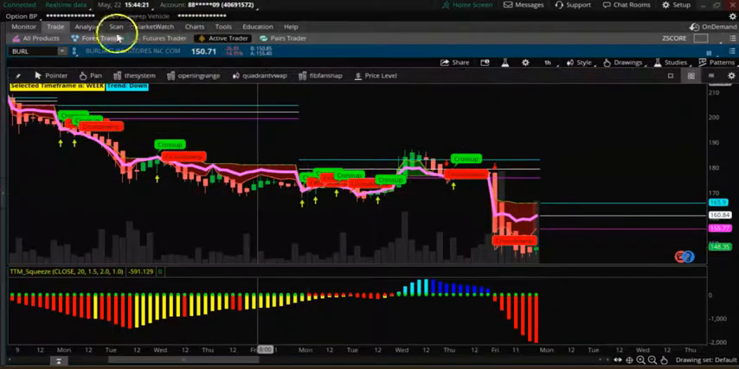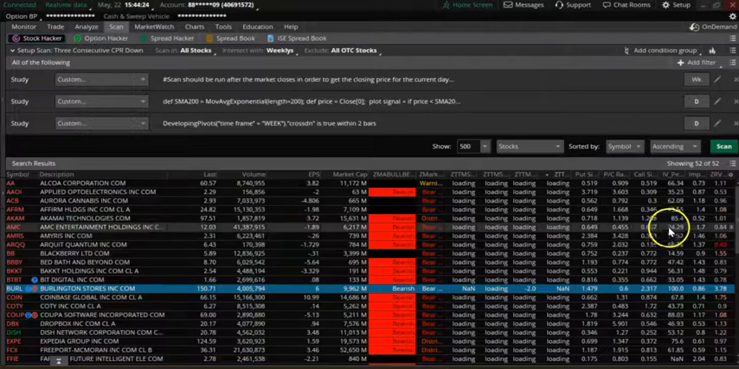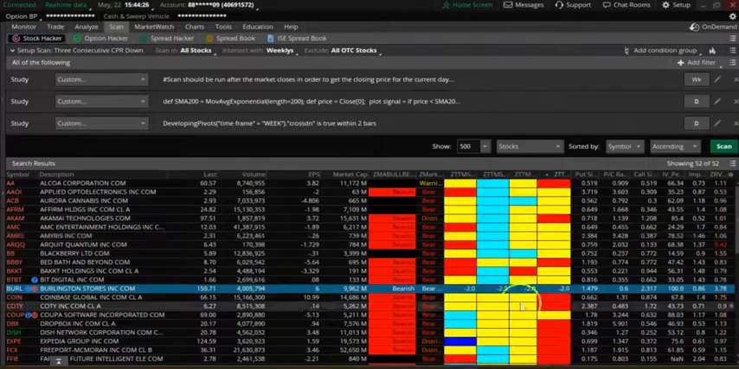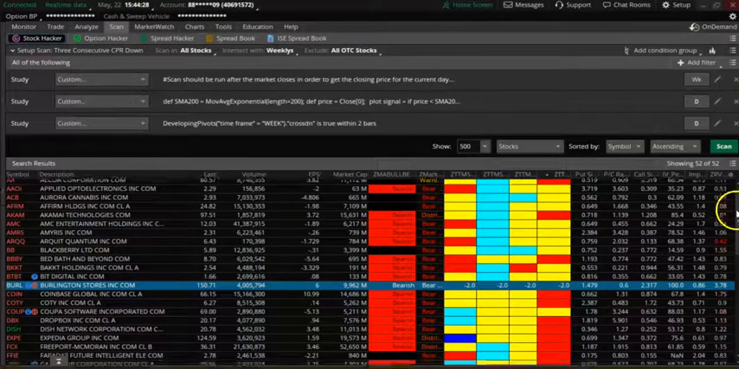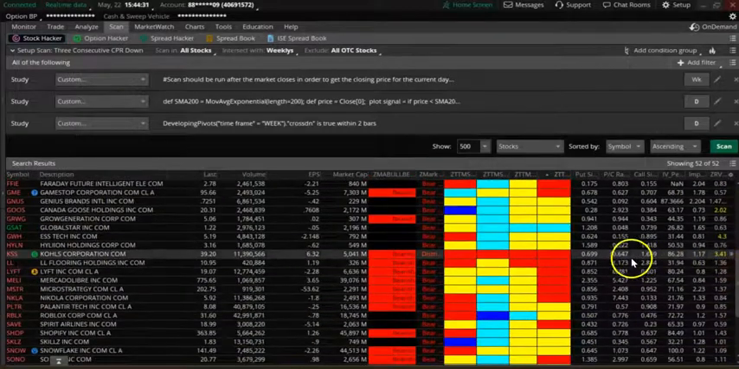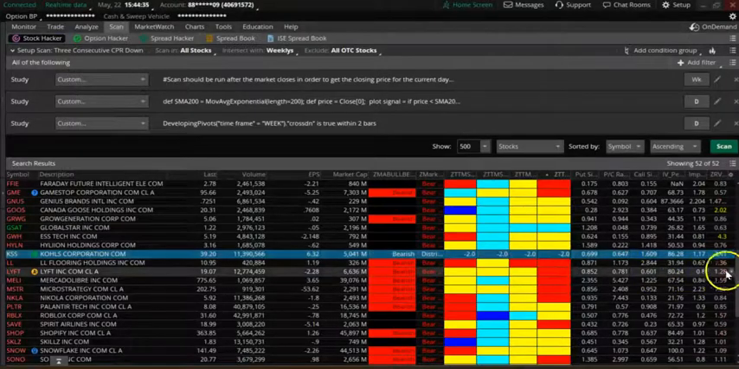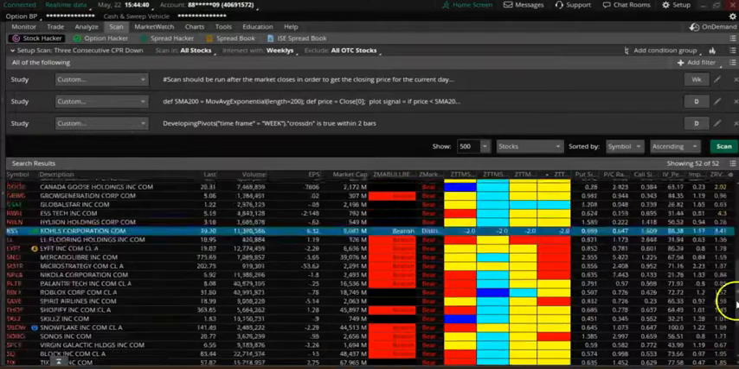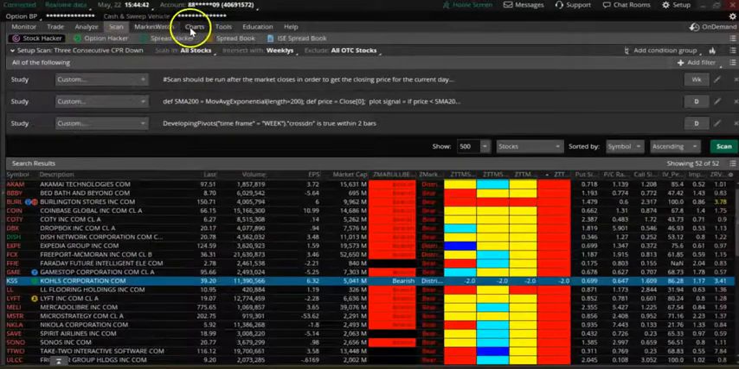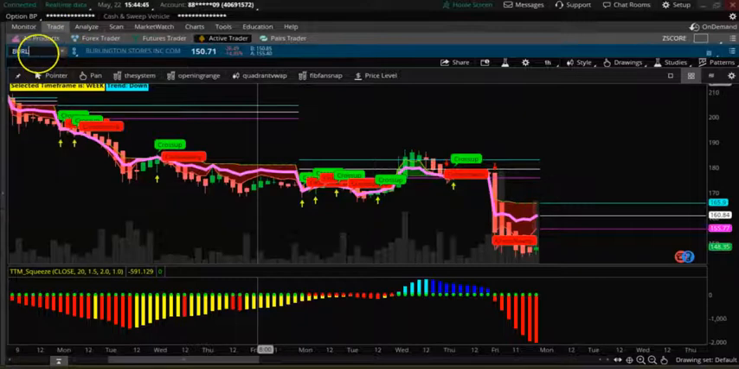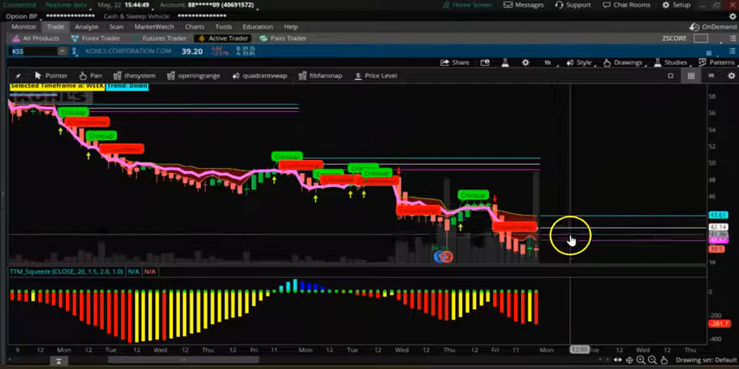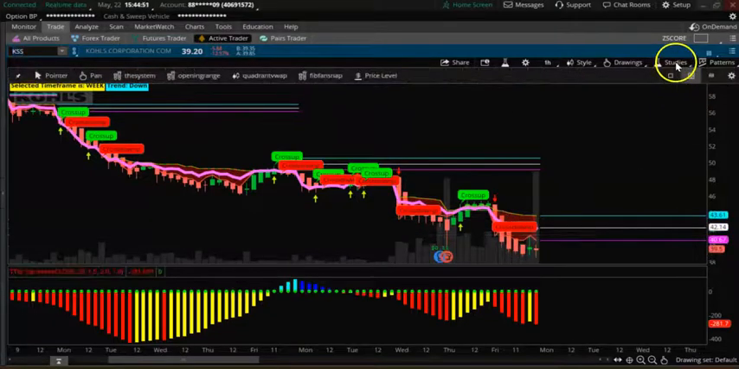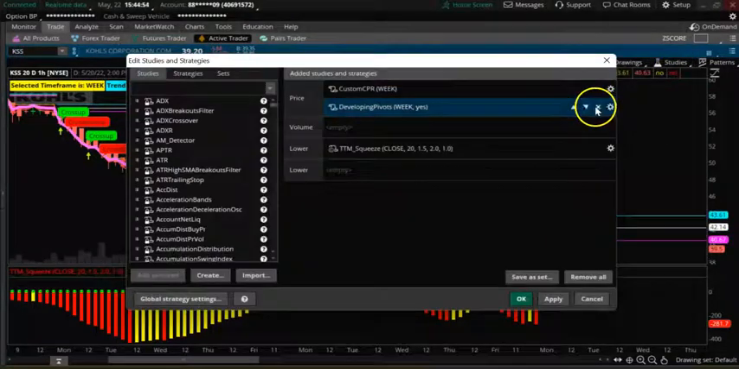Let's look at the next one. Scan. The next stock I want to look at is, go down, relative volume is also high, KSS. Trade, KSS. Let me take out this developing.